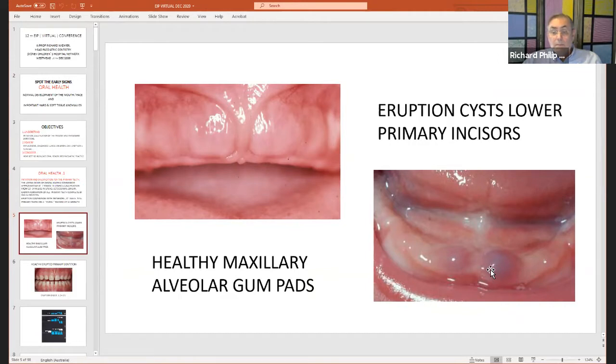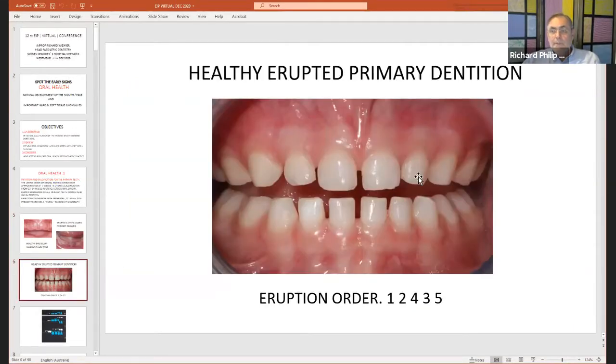Of course, I tell the parents that I'm going to cause the bub some discomfort. How they interpret that, who knows, in a little one, but it's going to be painful. But from experience, I know that trying to put topical anesthetic or anything on there is far more trouble, given the taste of the topical anesthetic, and even putting local in is just not conducive. This is a nice healthy primary dentition.